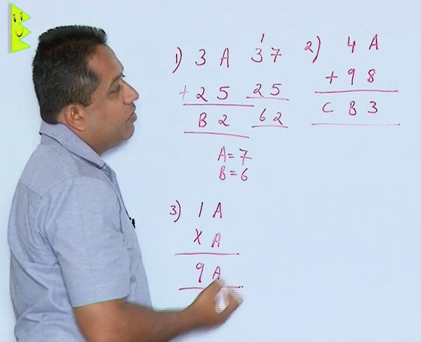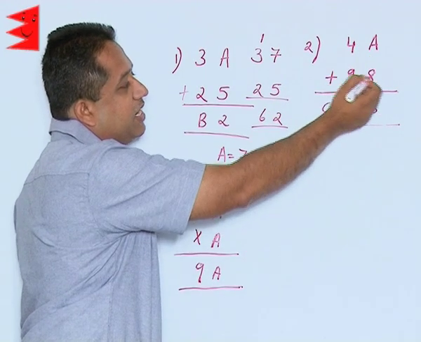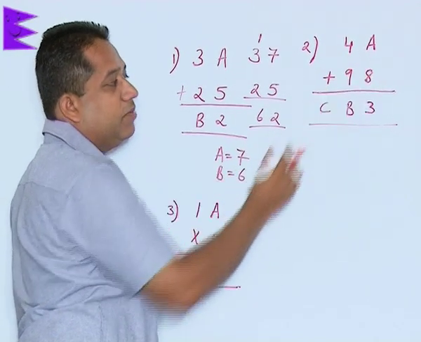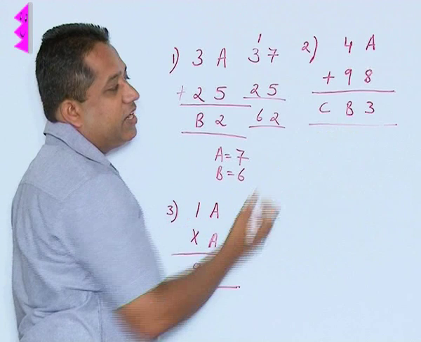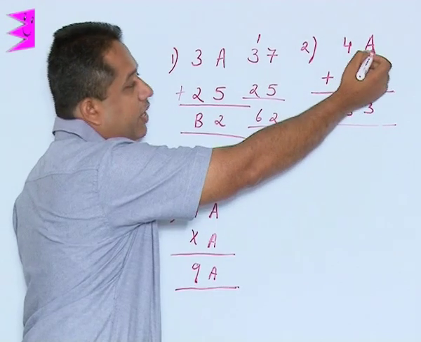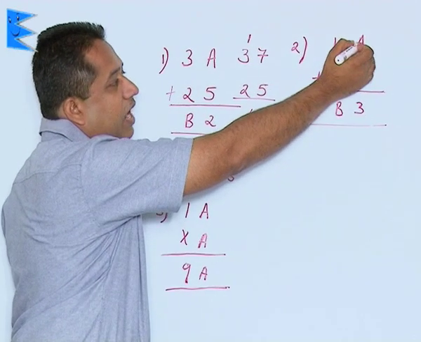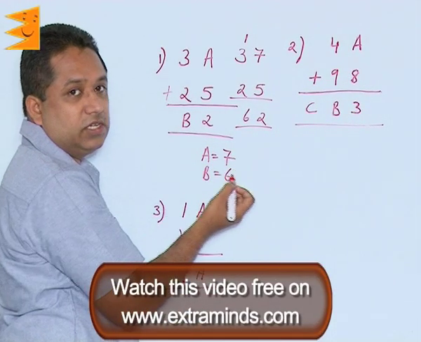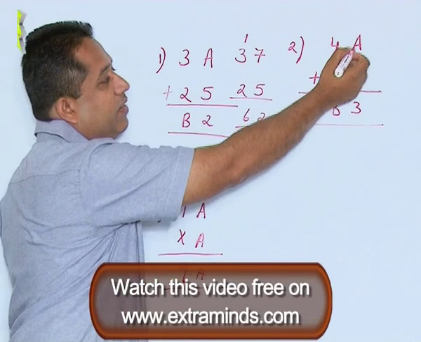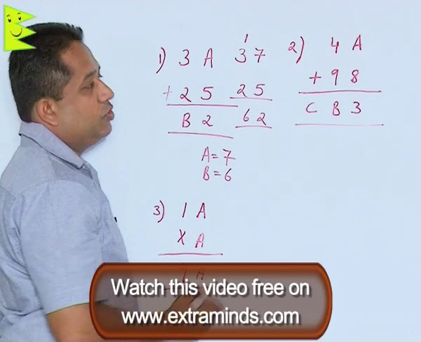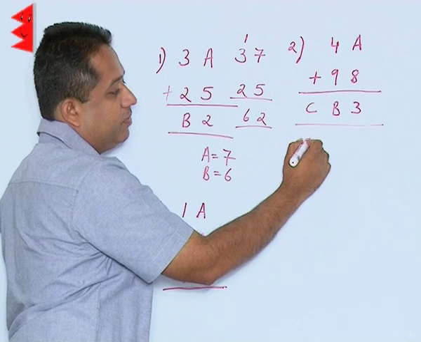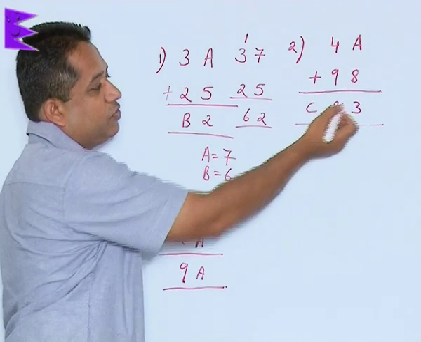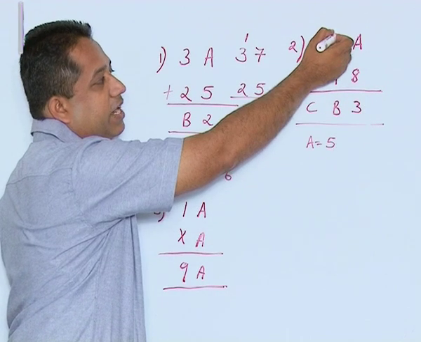Look at the next question. We have 4a plus 98 giving cb3, which means that two-digit numbers on addition give us a 3-digit number. Look at the units place here. 8 added to a is giving us 3 as the units digit. So this number can be easily found out. That number will be 5, the reason being 8 plus 5 is 13. So we have 3 and we get 1 carried over.